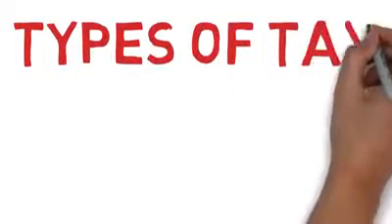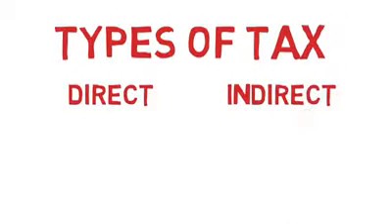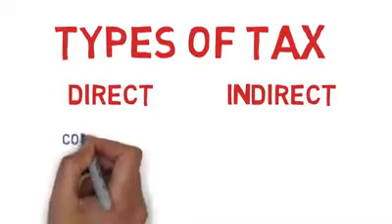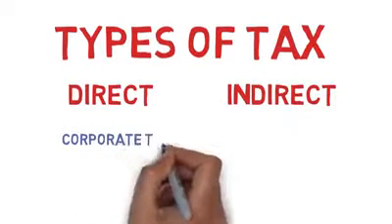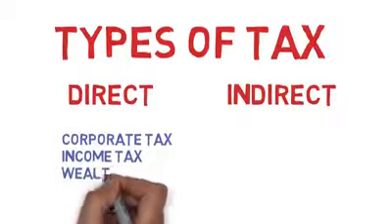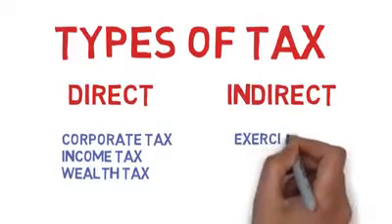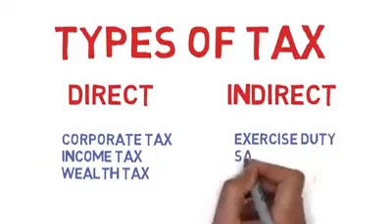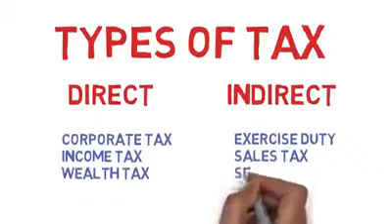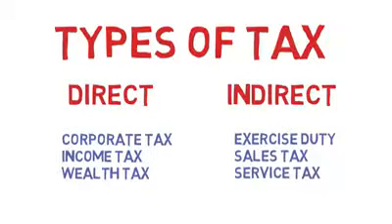There are actually two types of taxes. One is direct tax and the other is indirect. Direct tax is one whose liability cannot be shifted to someone else, like corporate tax, income tax, wealth tax, etc. But indirect tax is the tax whose liability can be shifted to someone else. It is central excise tax, sales tax, service tax, etc.